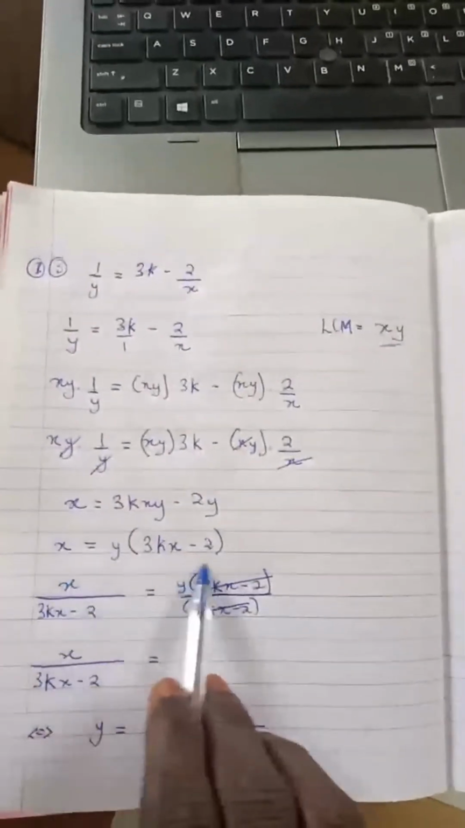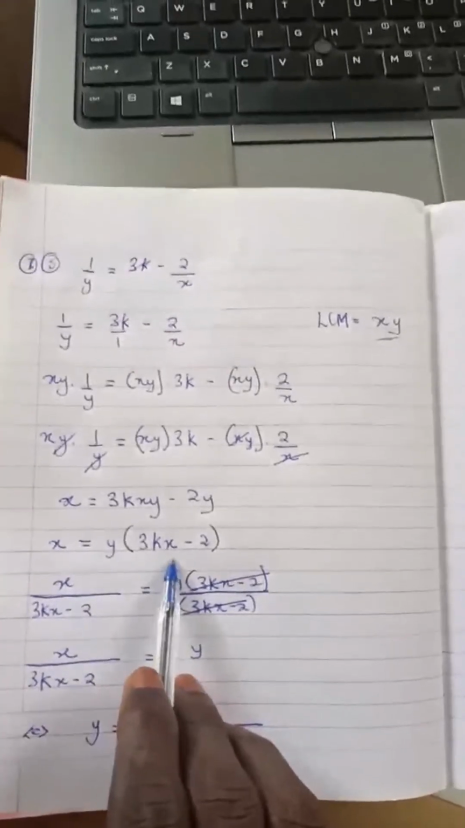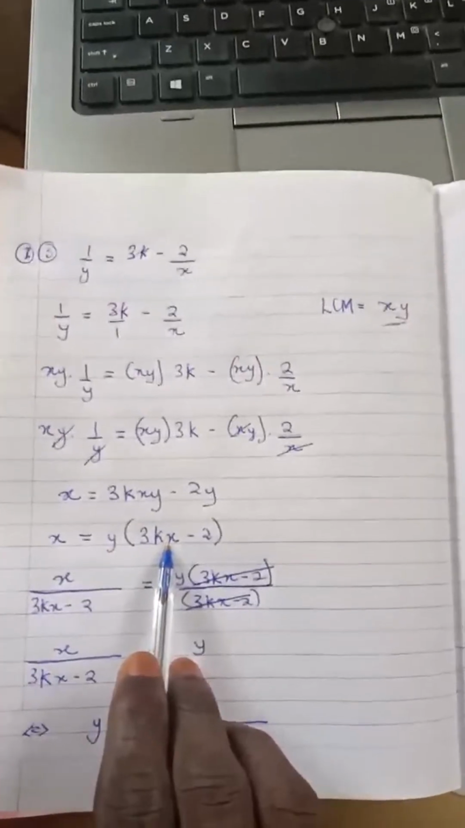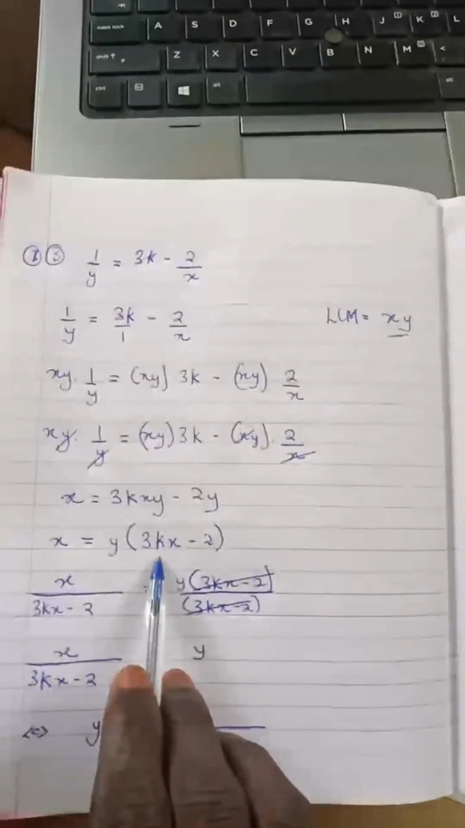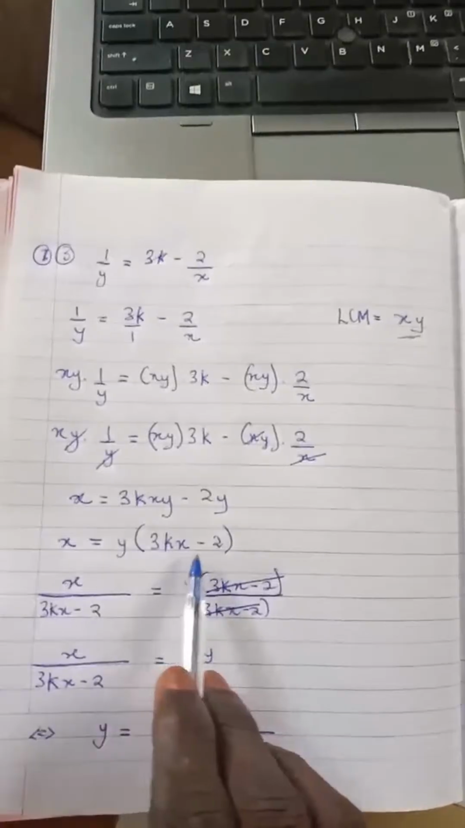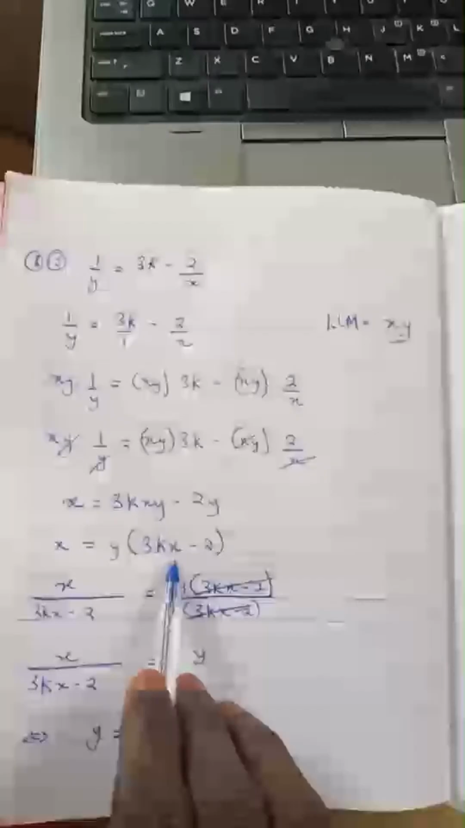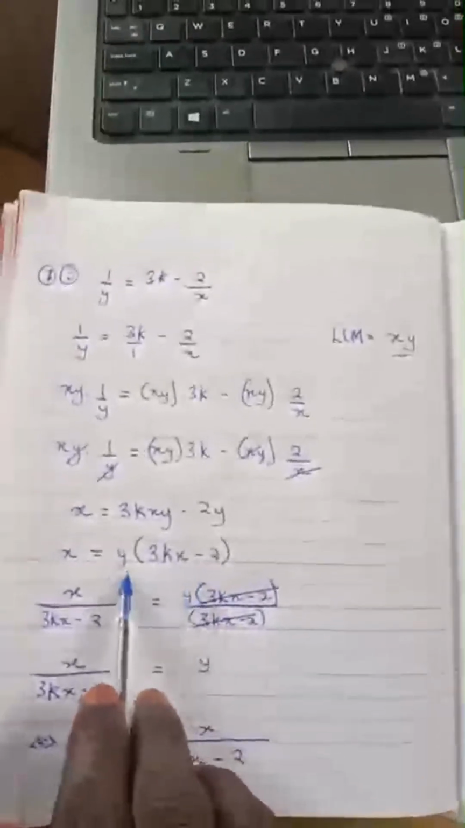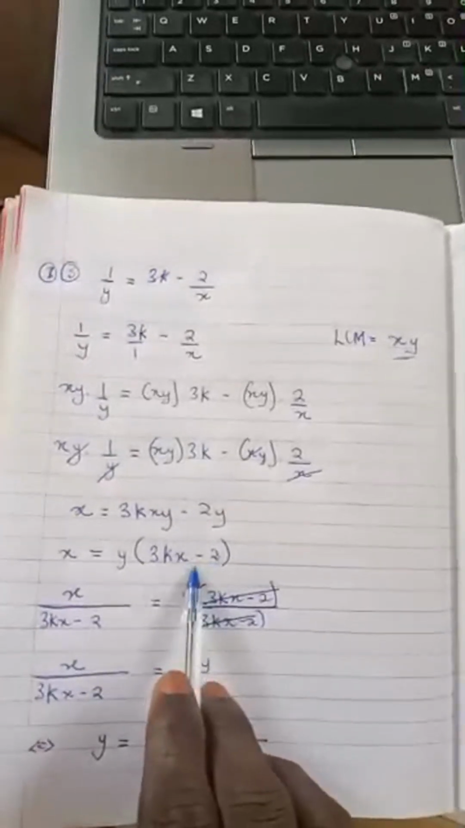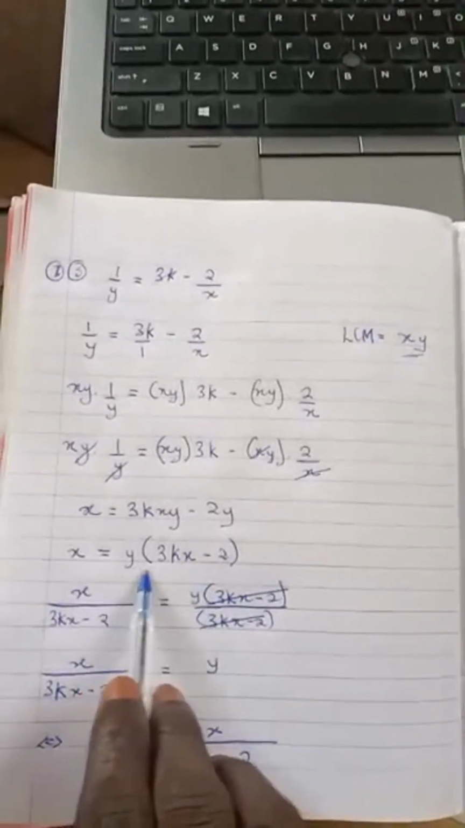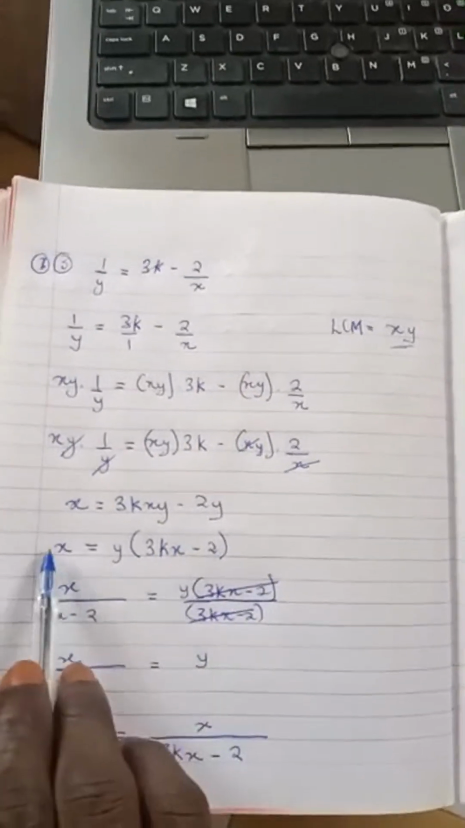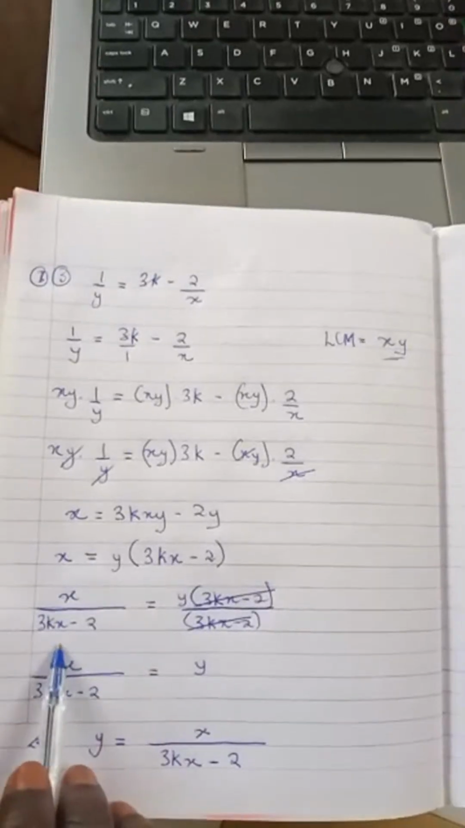Now, in this step we can see that the y is being multiplied by the bracket. So if the y is being multiplied by the bracket, then we have to divide both sides of the equation by the bracket in order to let the y stand alone. So we divide this term by the one in the bracket. Then we also divide the x by the one in the bracket.